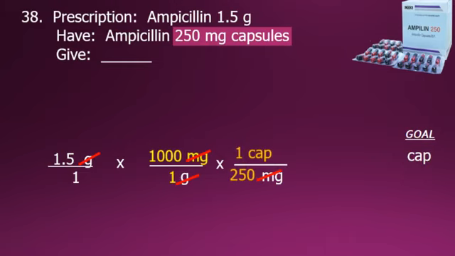To simplify fractions, we'll multiply the numerators together, 1.5 times 1,000 times 1, and multiply the denominators together to give us the new numerator and denominator respectively. Final step will be to perform the division of numerator 1500 divided by 250 to give us a final answer of 6 capsules to fill this order correctly.